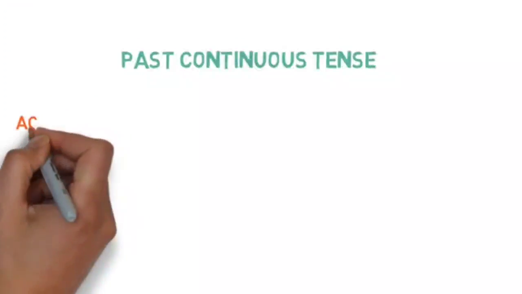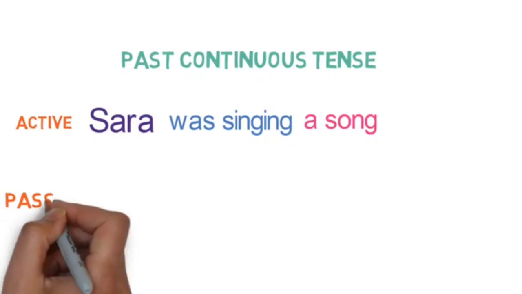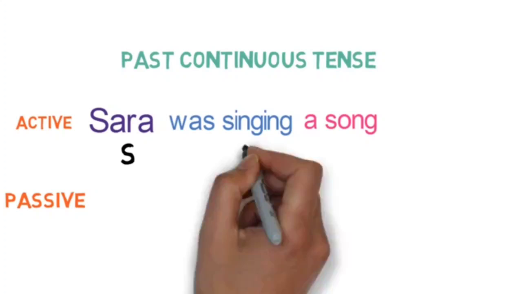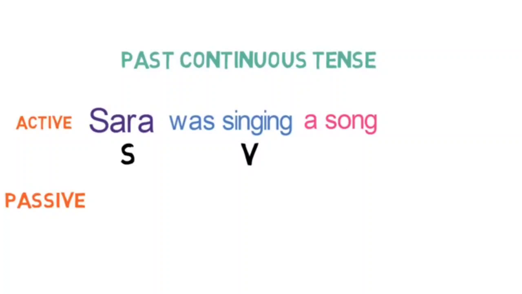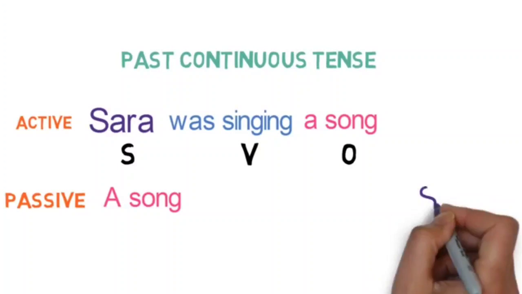Children, let's move on to the next tense, that is past continuous tense. In active, the sentence is: Sarah was singing a song. In passive, first you need to identify the subject, verb and object. Here Sarah is the subject, was singing is the verb and a song is the object. Now the second step is swapping the subject and object. Here a song is the subject now and Sarah is the object.